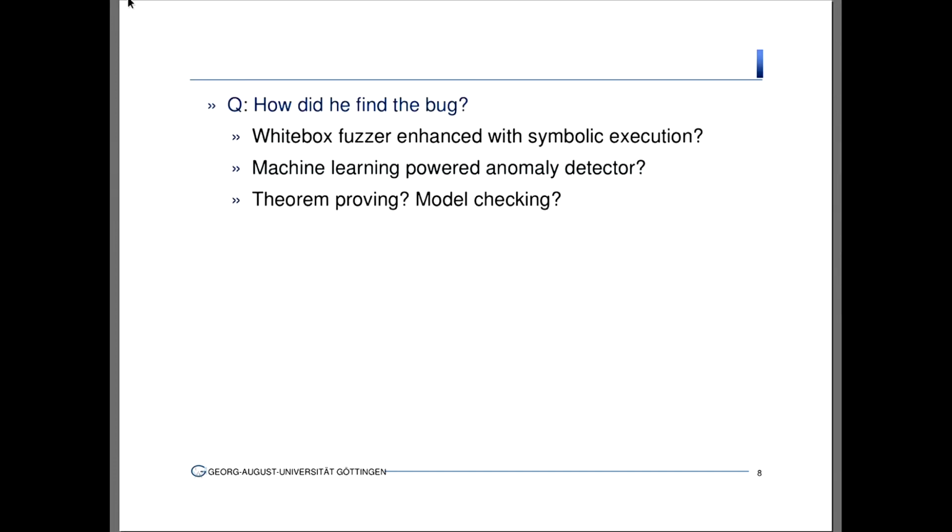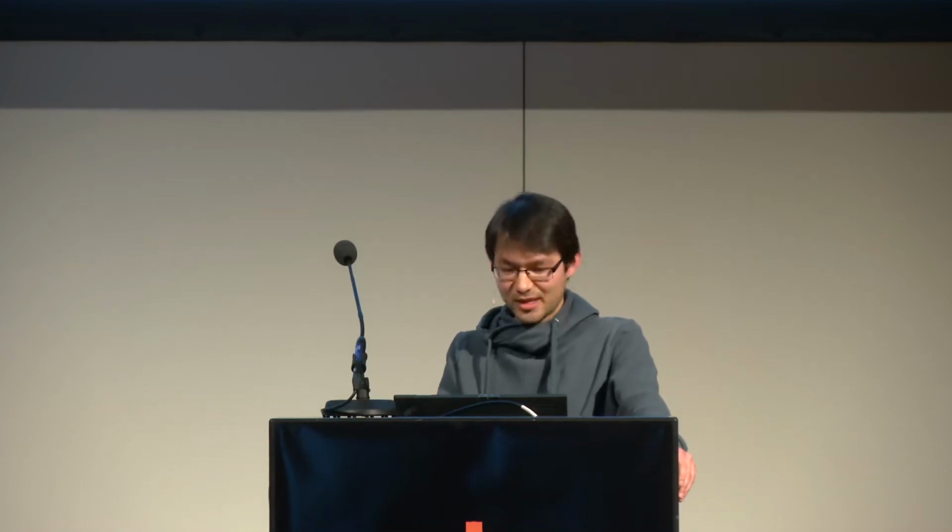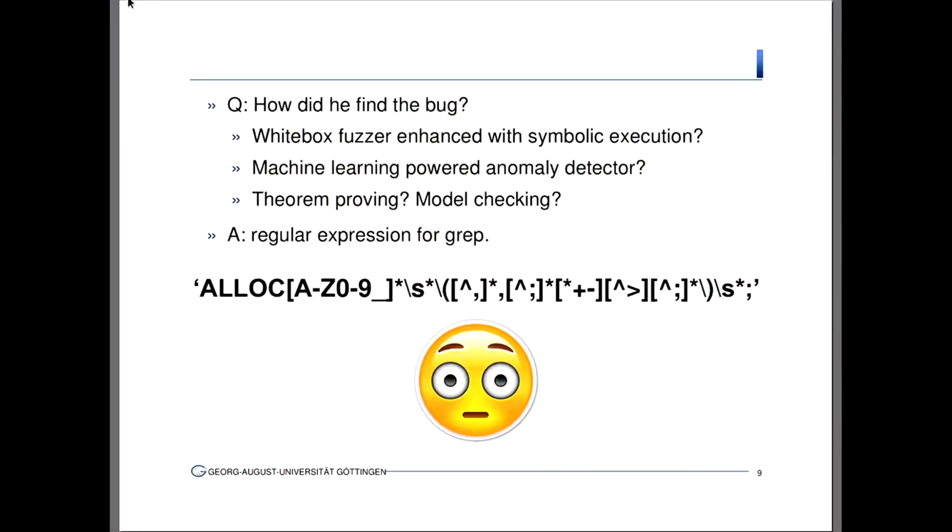Now what's interesting is how he found this, and that's why I took this example. So in academic research, there are a lot of different methods being proposed on how you could find this kind of stuff, and they all sound very advanced. So you hear things about white box fuzzers enhanced with symbolic execution, and machine learning powered anomaly detectors, maybe theorem proving or model checking. But in practice, he used a regular expression for grep.